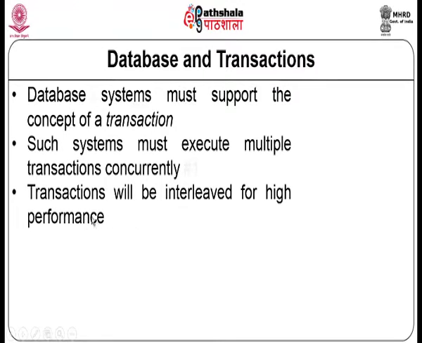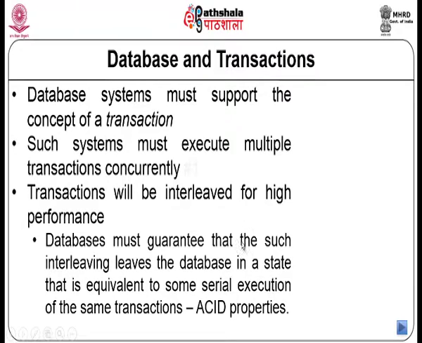Therefore, the transactions will be interleaved with each other for faster completion, for better throughput. And what is the guarantee from the side of the database? The database has to guarantee that these transactions are interleaved in such a manner that there is a serial equivalence, which we have learned in our earlier module, that there has to be serializability across all these transactions, and the database has to give that guarantee.